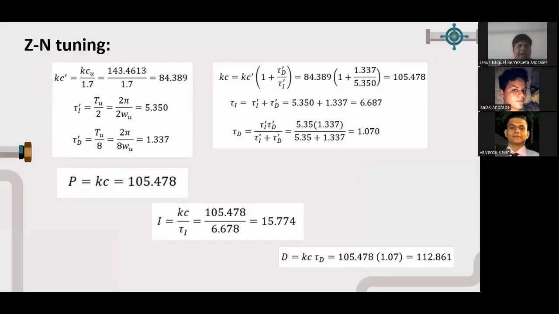With these values, we apply the Ziegler-Nichols tuning rules. First, the proportional gain is adjusted as Kc prime equals Kcu over 1.7. And these expressions we use to calculate the integral time, the derivative time, and the ultimate gain. With these correlations, we can apply the P, I, and D controller parameters in Simulink.